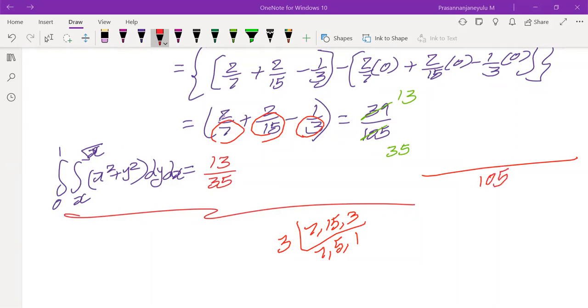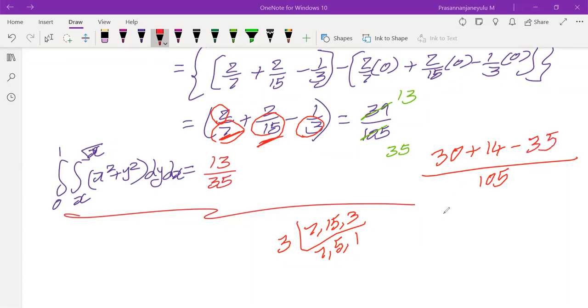Now 2 is the numerator, but the denominator is 7. If we divide 105 by 7, we get 15, and 15 2s are 30. The second term has denominator 15, so dividing 105 by 15 gives 7, and 7 2s are 14. Minus 3 is in the denominator of the third term, so dividing 105 by 3 gives 35.